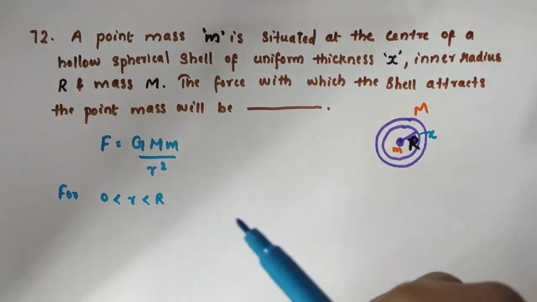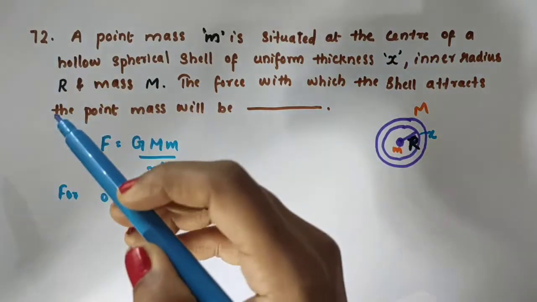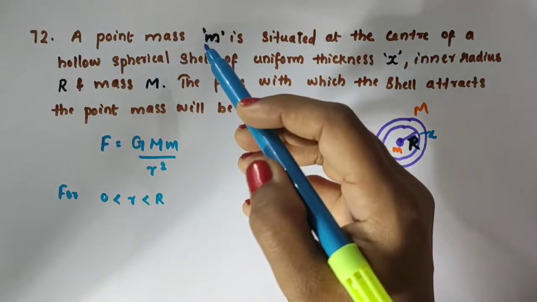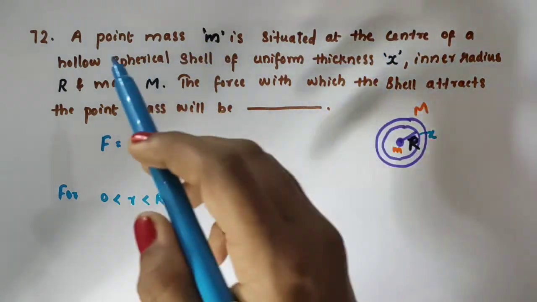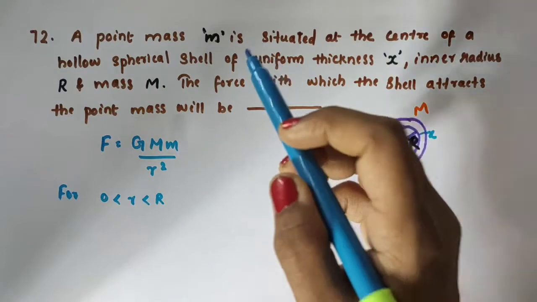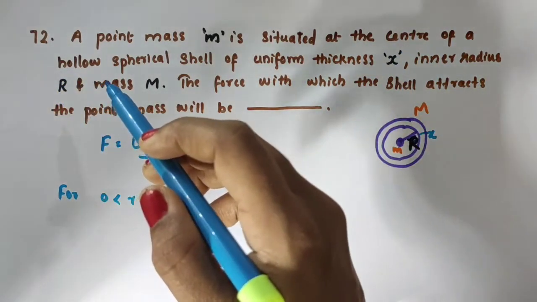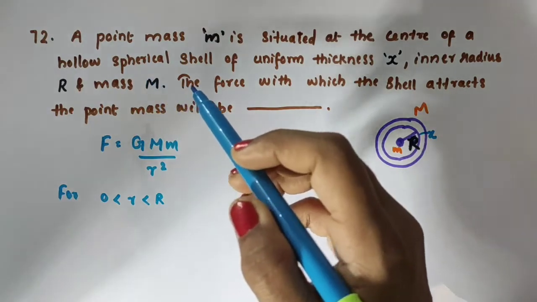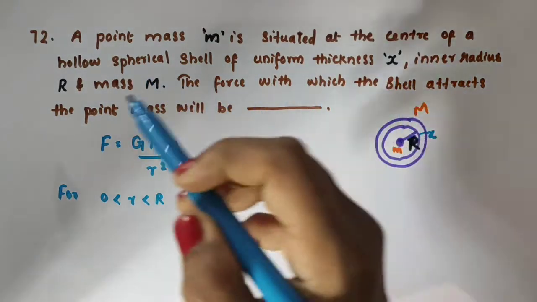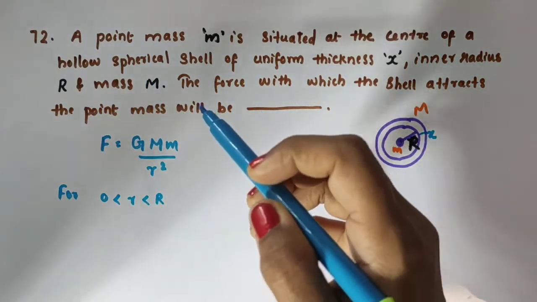So 2 kilometer per second is the answer to this question. Now let us see the next question, that is question number 72. A point mass small m is situated at the center of a hollow spherical shell of uniform thickness x, inner radius capital R, and mass capital M. The force with which the shell attracts the point mass will be dash.